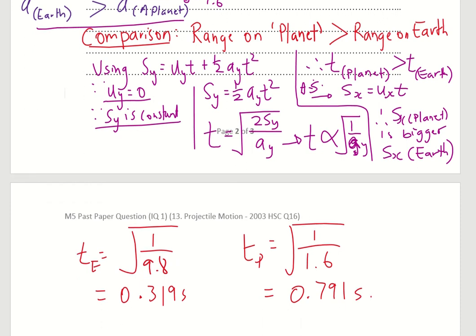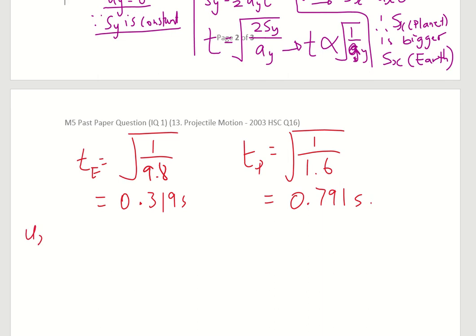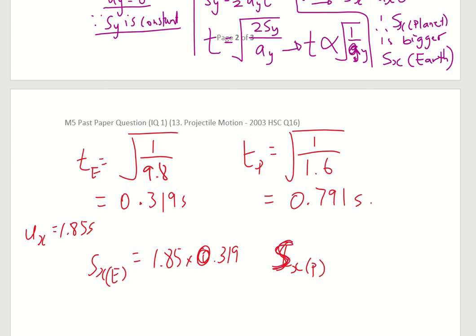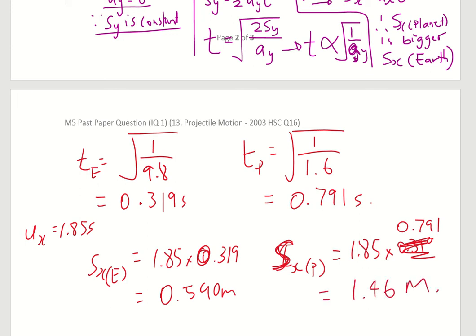Now, assuming that we launch it at the same speed, so according to the question, Ux was 1.85. So Sx Earth is 1.85 times 0.319, and Sx planet equals 1.85 times 0.791. So you have a displacement of 0.59 meters, roughly, and then on this side 1.46 meters. So that's the more numerical way of doing it. And that's how you do the question.